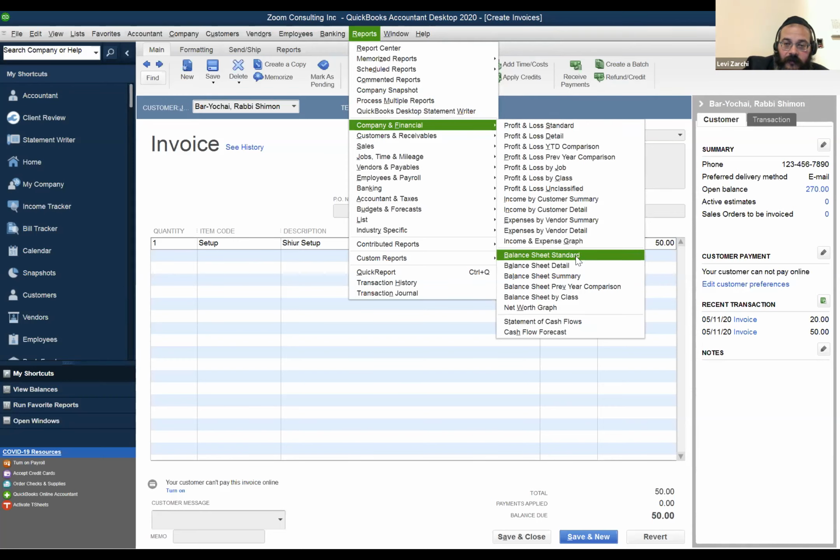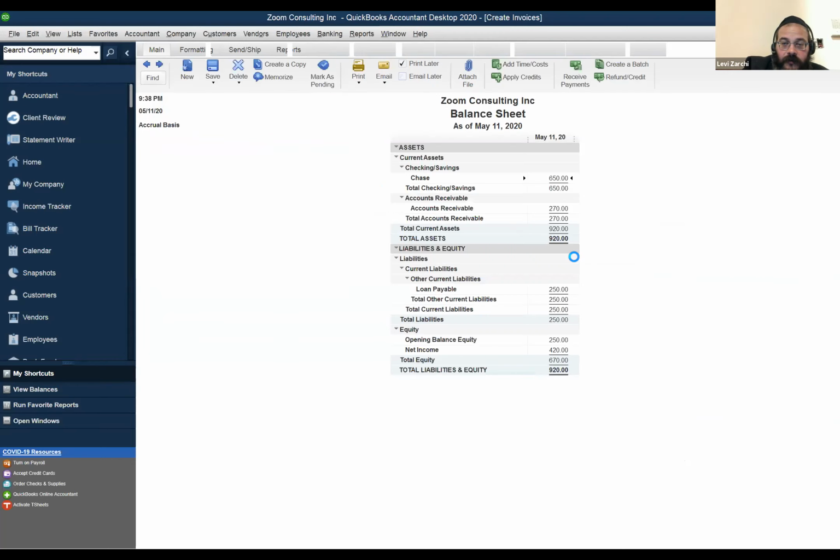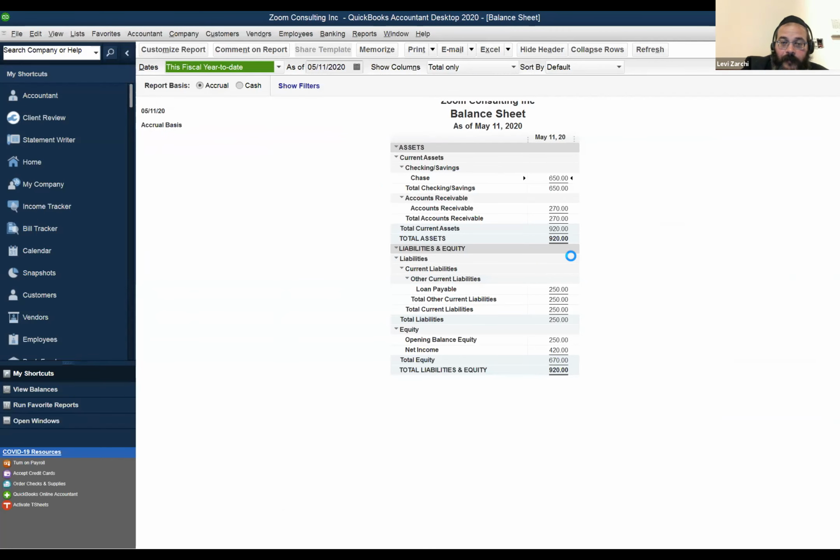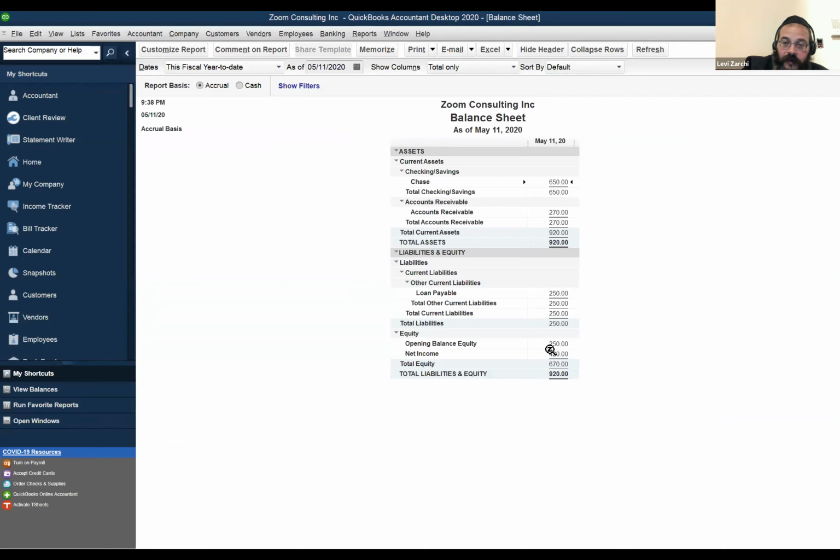Balance sheet standard. For those who didn't catch up, I'll give you the transactions that we did, and you'll be able to enter them. Balance sheet standard. And you see what happened. The net income, where did it end up? It ended up in equity. So assets equals liabilities plus owner's equity. And owner's equity in turn is made up of the opening balance and this year's net income.